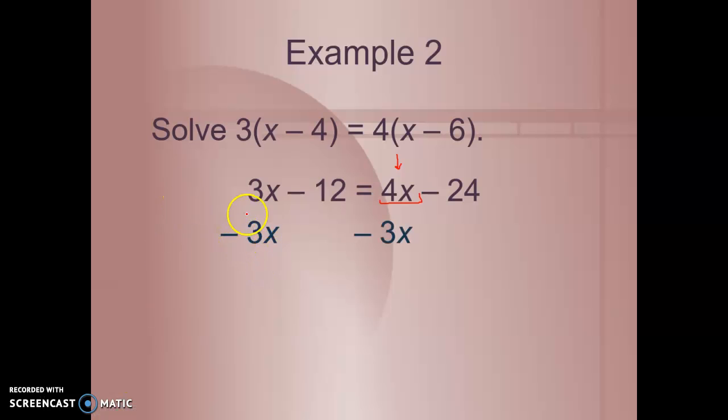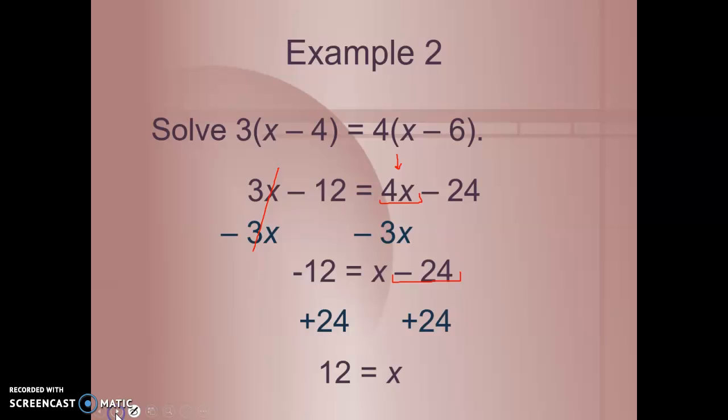So you'll see that we subtract 3x from the left. That cancels, but whatever we do to the left, we also have to do to the right. 4x minus 3x leaves us with just 1x. Now that we have all of our x terms on one side, we need to move our constant terms. And the way that we get rid of a negative 24 is the inverse operation of plus 24. Whatever we do to one side, we have to do to the other. And so we end up with 12 = x, or we can flip that around and say x = 12.